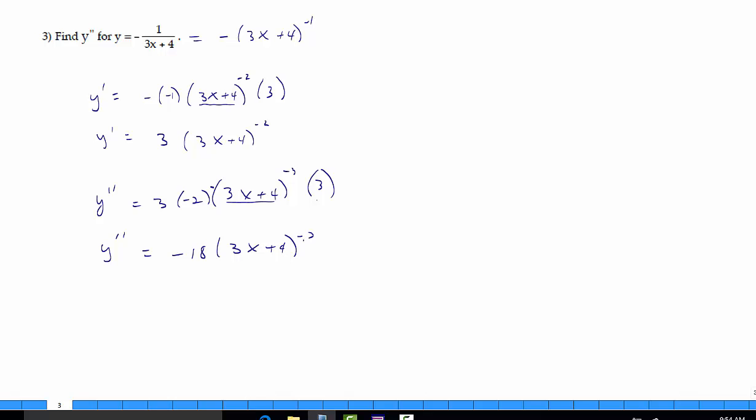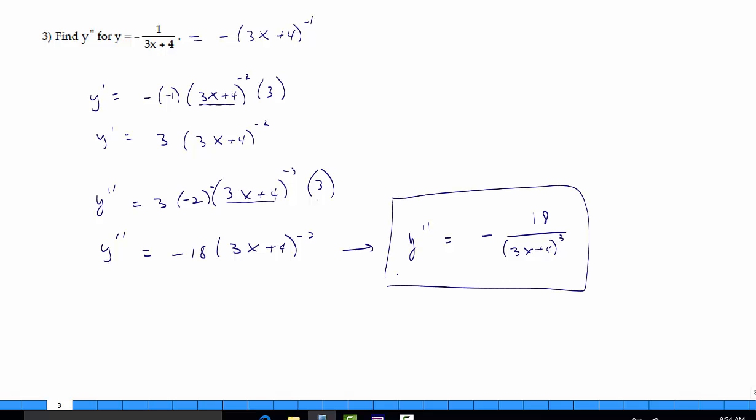I'm okay with you leaving your answer like this, but since we have to match the multiple choice answer, we're going to have to rewrite this without the negative exponent. So I have -18 all over (3x + 4), and now it's to the +3 power. And there's my final answer.